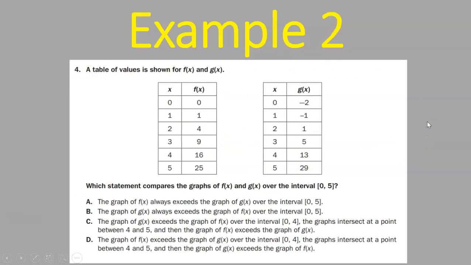Example 2, again taken from the Georgia Department of Education website. A table of values is given. What compares the two over the interval 0 to 5? So you can see 0 to 5 here. Now here, this is exponential. You're adding 1, you're adding 3, you're adding 5. No, this is quadratic actually. This is quadratic. Okay, so f of x is quadratic.